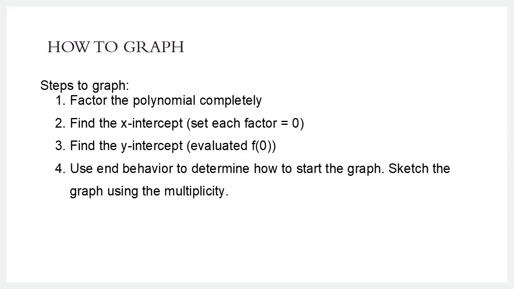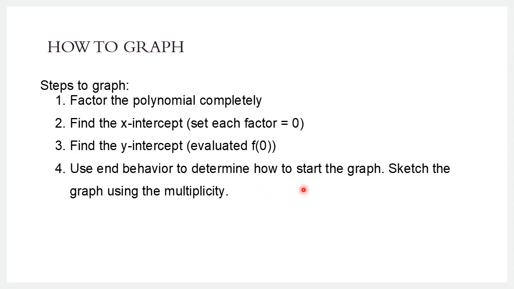So the first thing you're going to do is make sure your polynomial is factored. So you're going to factor the polynomial completely. The next thing you're going to do is find the x-intercepts. In order to find the x-intercepts, you're going to set each factor equal to 0. Next, you're going to find the y-intercept, which means you're going to evaluate f of 0. And then you're going to use your end behavior to determine how to start the graph.